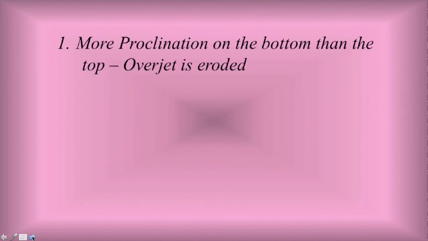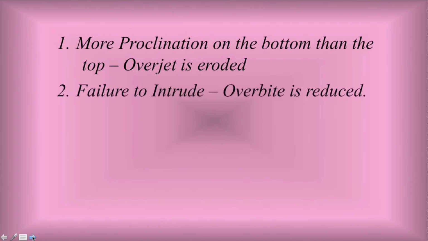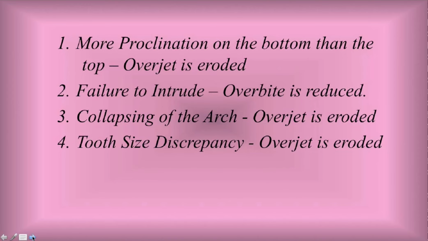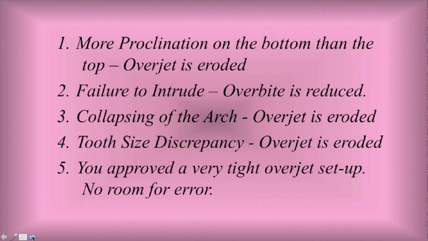Okay, so here are the 5 reasons you got into trouble with the first part. More proclination on the bottom than the top, and your overjet was eroded. Secondly, you had failure to intrude. The overbite was reduced. That's why you got there in the first place. You collapsed the arch, and the ClinCheck did, and so your overjet was eroded. You had a tooth size discrepancy problem, and you closed the spaces rather than opening them and then restoring them. And then you approved a very tight overjet setup. There was no room for error, and then the front teeth were banging and the back teeth were not. So any combination of those 5 factors, which are variations on the same basic theme of losing overjet and overbite, are going to cause your front teeth to touch and your back teeth not to touch.